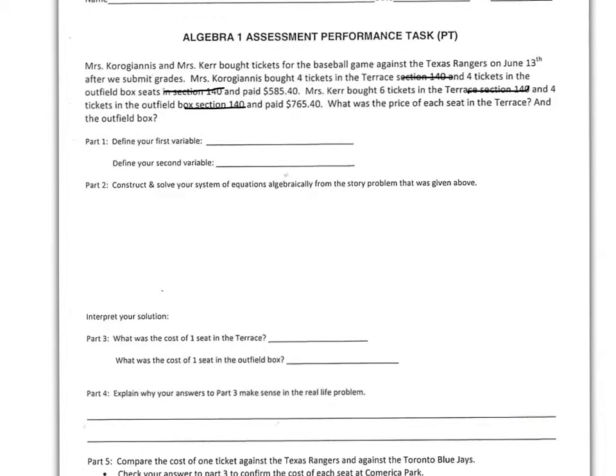Now what you really want to pay attention to is the questions. That will tell you the variables. So x and y. X should be the price of the terrace, and y is the price of the outfield seats. Now the next thing that you need to do is construct and solve. How you want to do this is use the given.